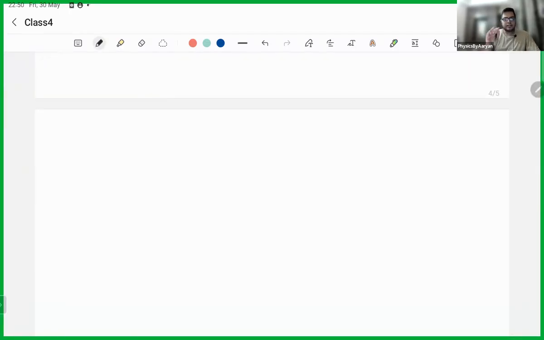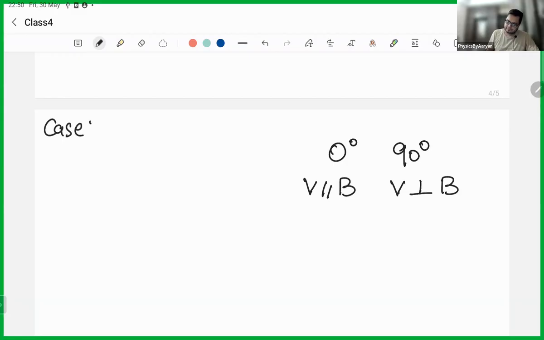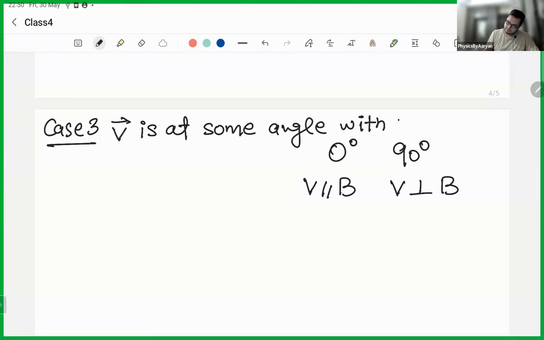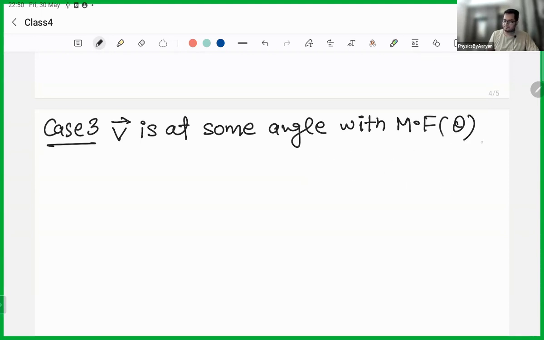Third case. So we studied that angle is 0 degree, then we studied the case where angle is 90. Which angle? Angle between velocity and magnetic field. In the first case velocity is parallel to magnetic field, and in the second case velocity is perpendicular to magnetic field. Now we will see something in between, not parallel, not perpendicular, but some angle. Case 3: velocity is at some angle with magnetic field. Let's say that angle is theta.